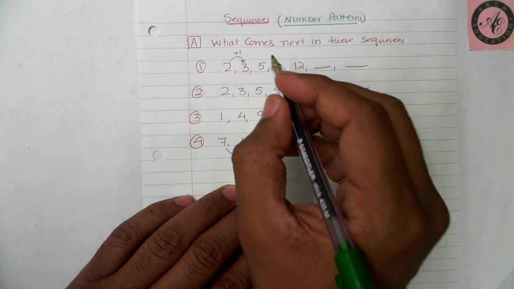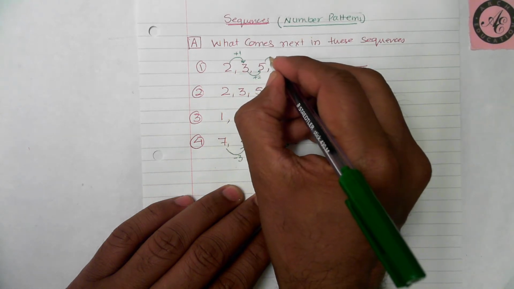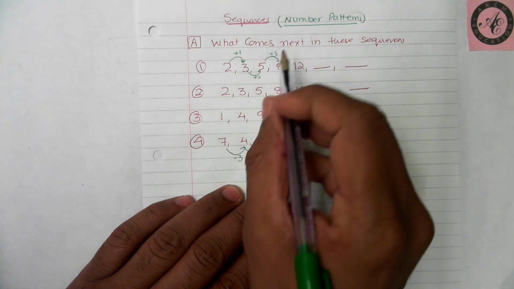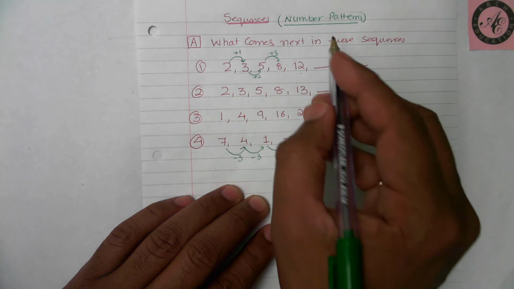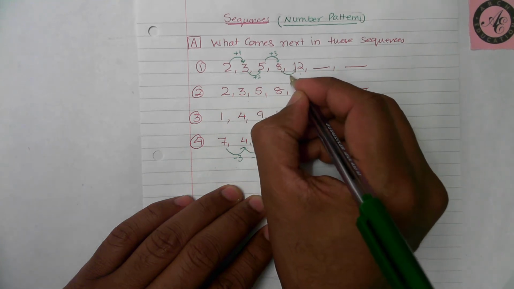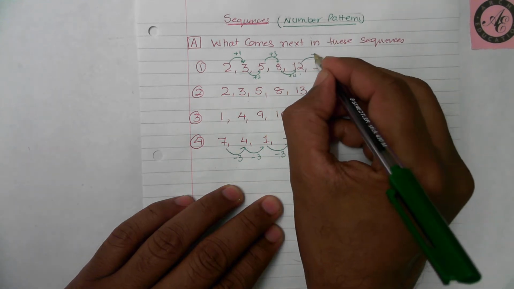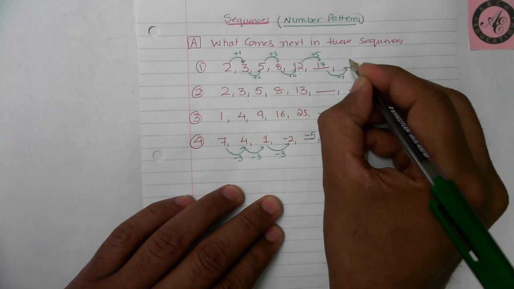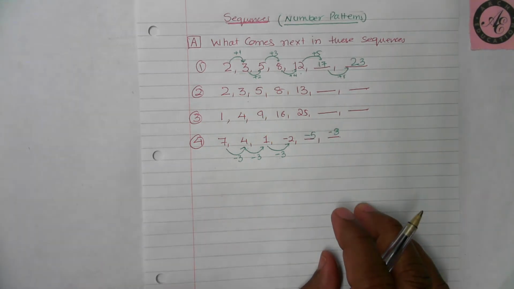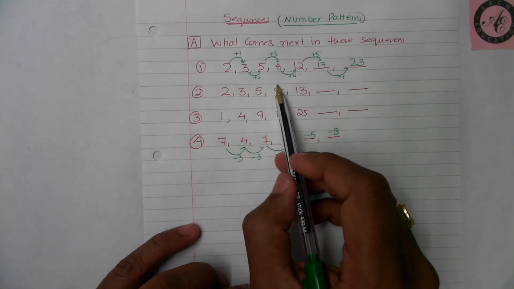You add 1 to get 3. You add 2 to get 5. You add 3 to get 8. Looks like there is a pattern, people. Add 1, add 2, add 3. Let's see if that works for the next terms as well. This is add 4. So that justifies that this will be add 5 to make it 17 and add 6 to make it 23.